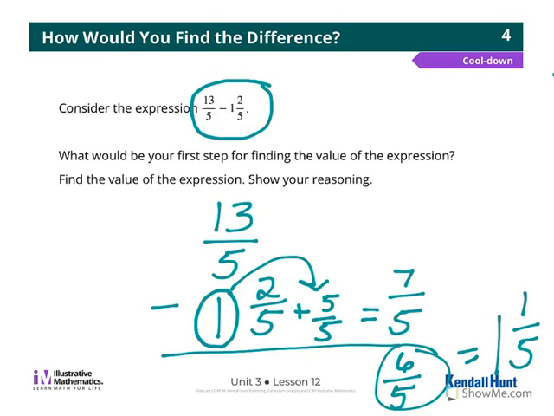I could also see, let me grab a different color, I could see somebody changing 13/5 to 1 whole. And let's see, 5/5 is 1 whole. Actually, that would be 2 wholes and 3/5, right? And then I guess you could do 2 minus 1 is 1, and 3/5 minus 2/5 would be 1/5.